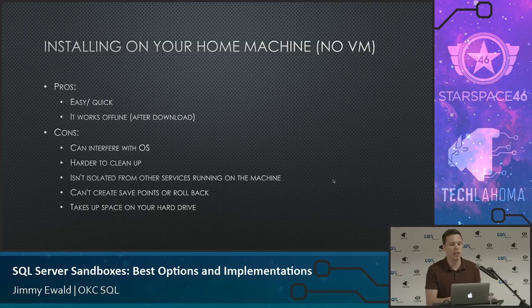You can't create a save point or roll back. On a virtual machine, like we'll talk about in a few minutes, you can save where I installed everything, I put on a database, now I'm going to tinker around with it, which is one of the primary purposes of having a sandbox: you want to play around. If I break something on a virtual machine and I saved where it was, then I can just easily roll back. But if it's on my home machine, I mean, I can have backups of databases, but you can also make things hard for yourself and you can't go back very easily. It also takes up space on your hard drive. That's just, like I said, it's not in the cloud, so everything you do, you install onto your local machine.